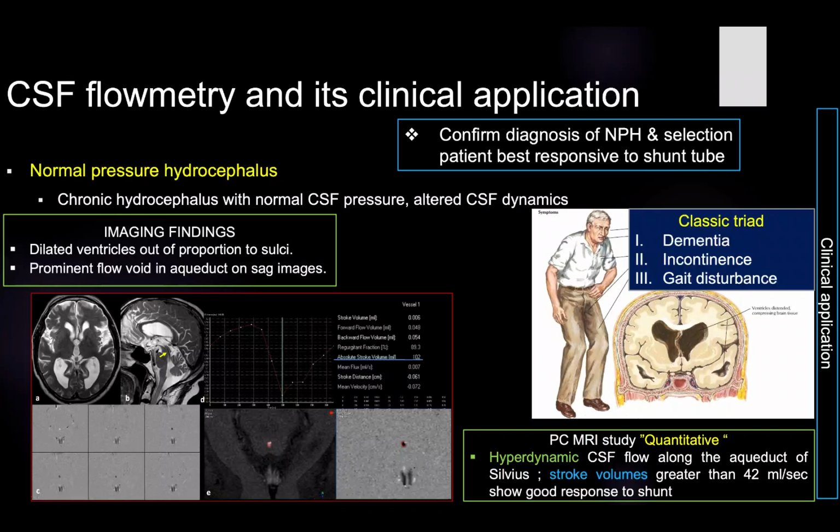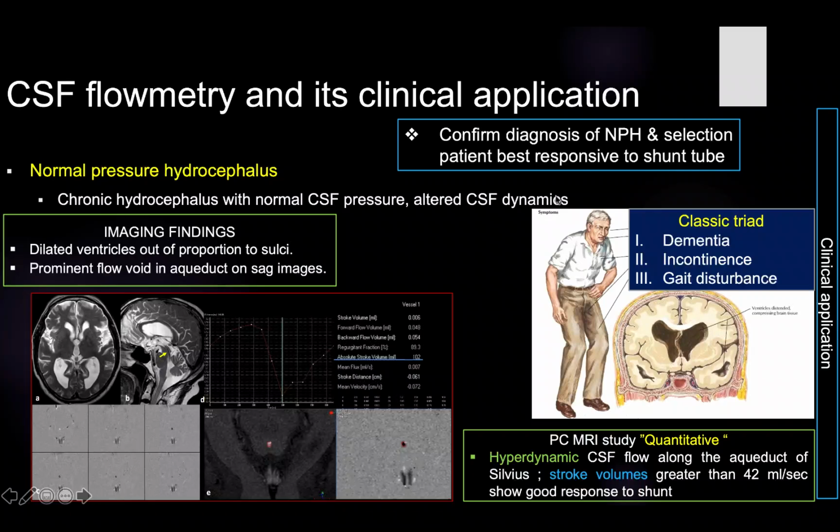It not only confirms the diagnosis of normal pressure hydrocephalus, it also affects the management, because if the stroke volume is more than 42 milliliters per second, these patients are the most responsive to a shunt tube. The management of normal pressure hydrocephalus is usually by insertion of a shunt tube, and the patients have a dramatic and very good response to application of the shunt tube.